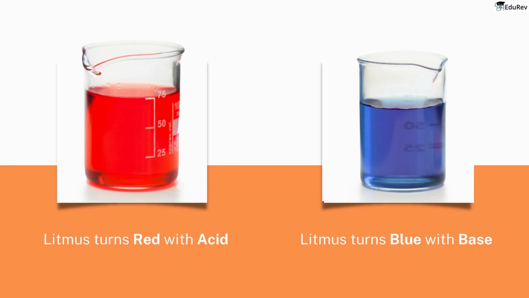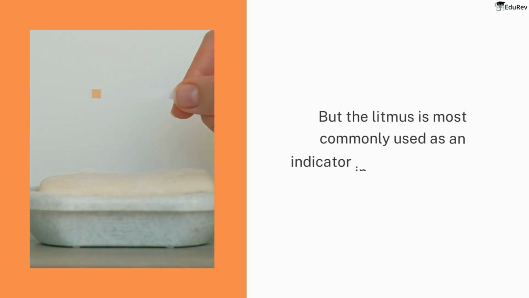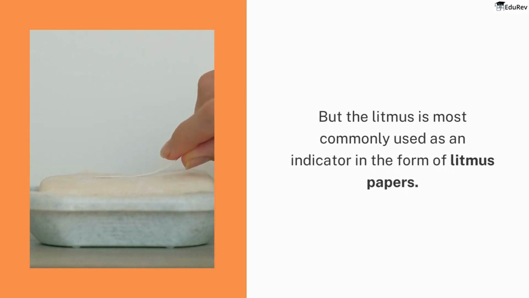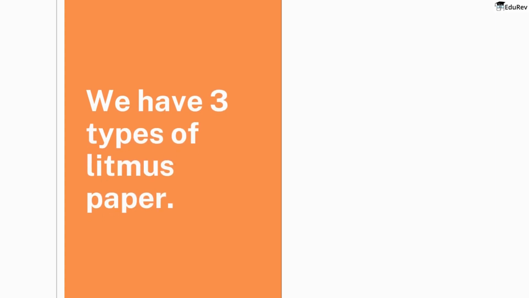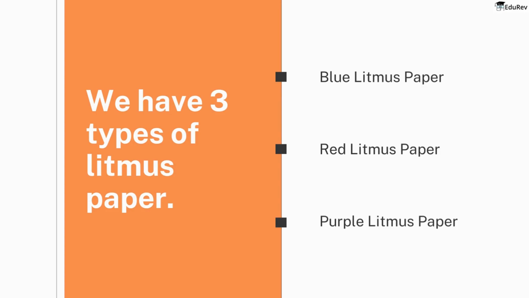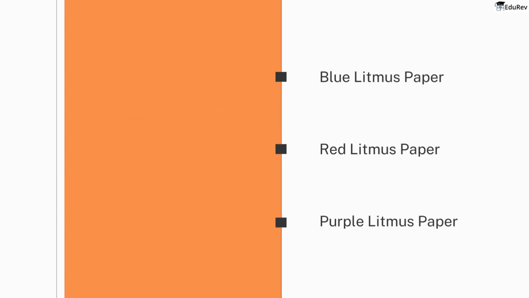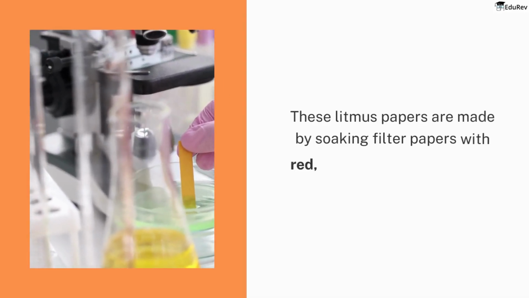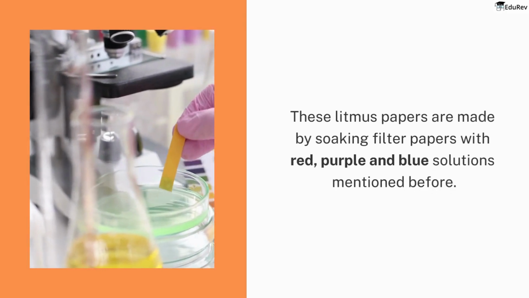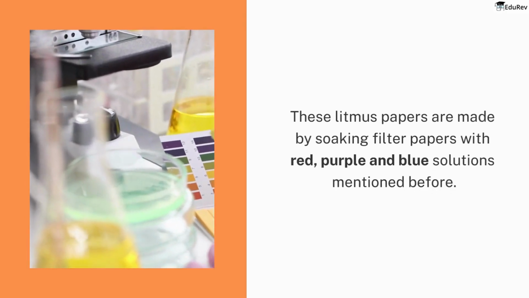But the litmus is most commonly used as an indicator in the form of litmus papers. We have three types of litmus paper. One is blue litmus paper, other is red litmus, and lastly the purple litmus paper. These litmus papers are made by soaking filter papers with red, purple, and blue solutions mentioned before.